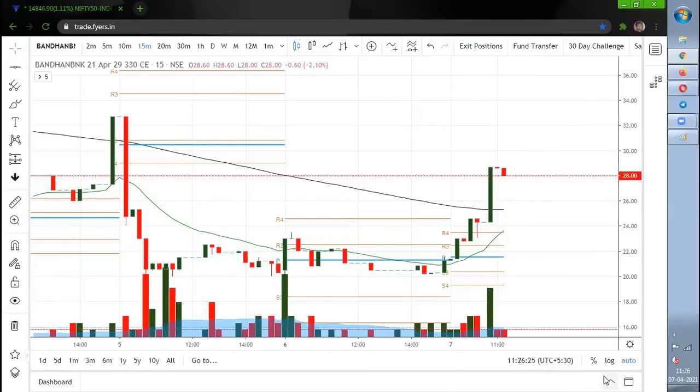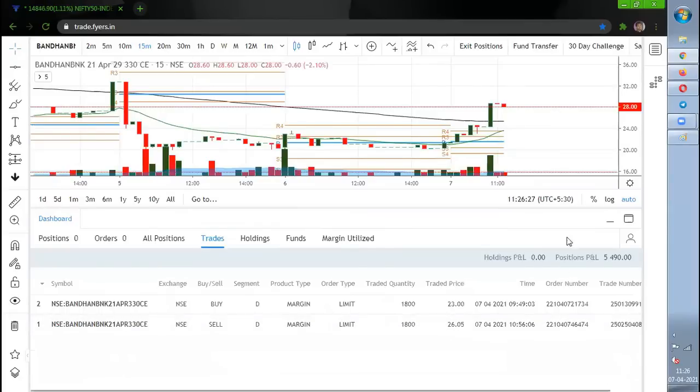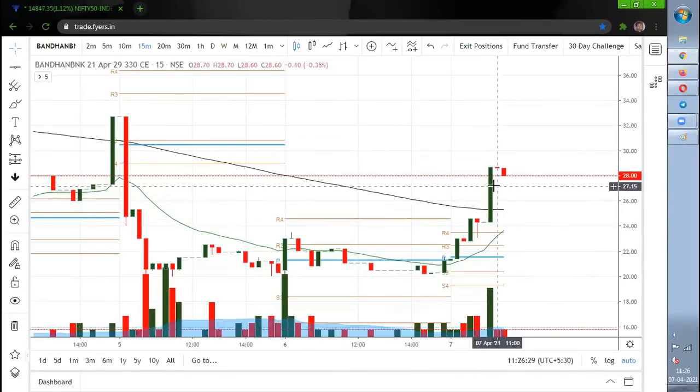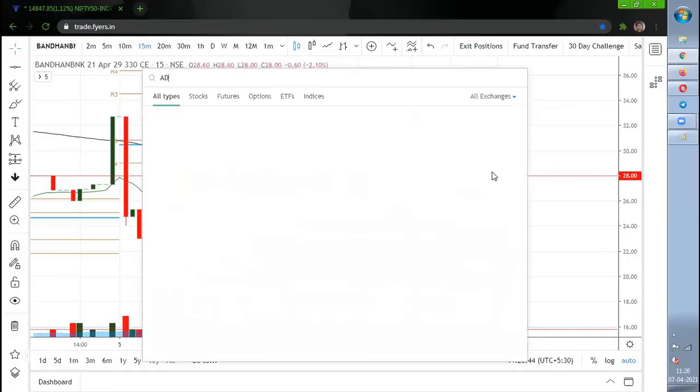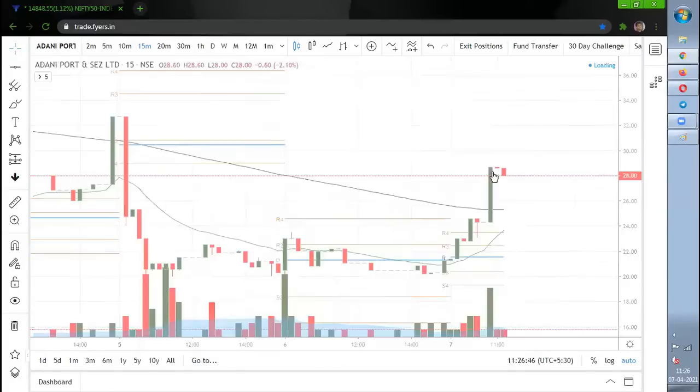Let me see again. So around 26.5. So this has exited at market price. It should have at least gone till 28 or 27. That would have been a good price to exit. But ultimately, these things are the disadvantages.